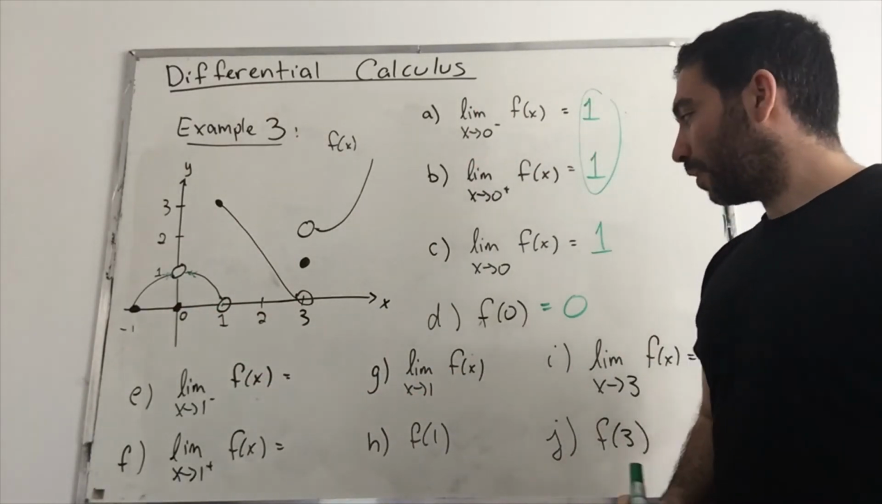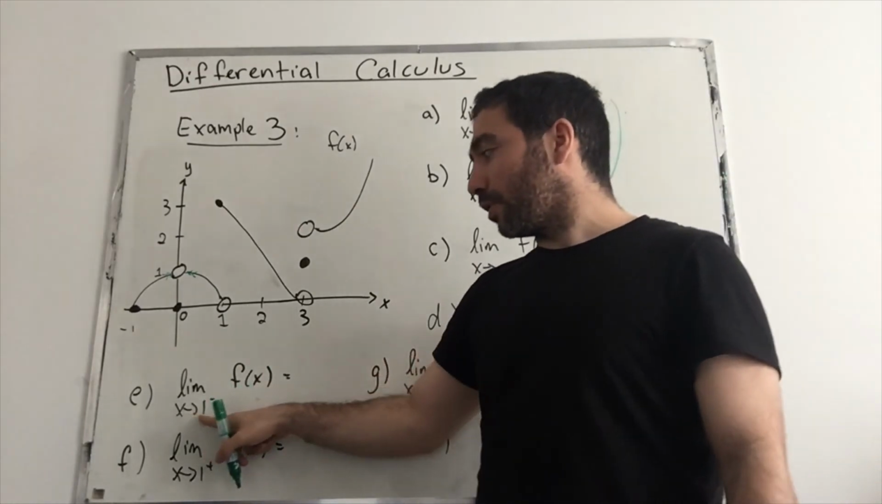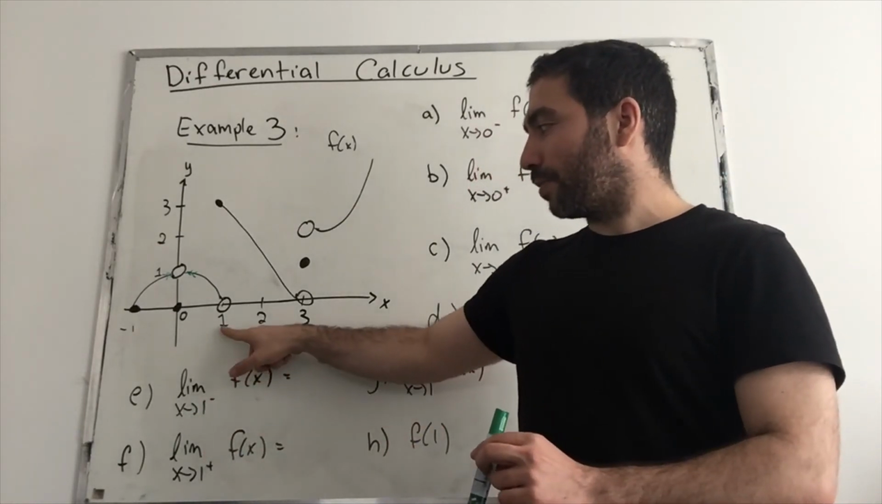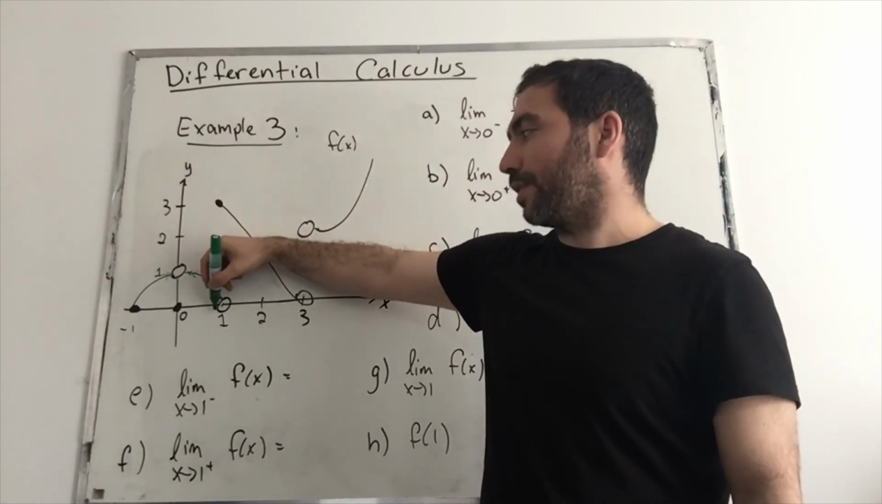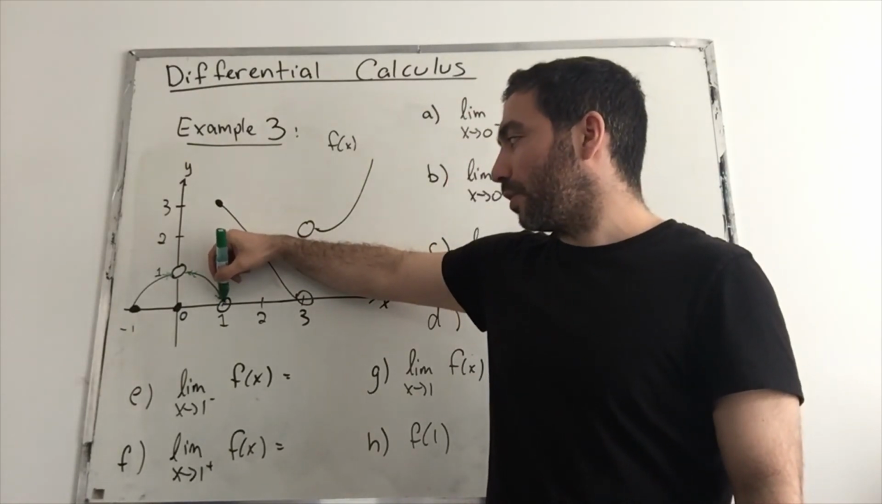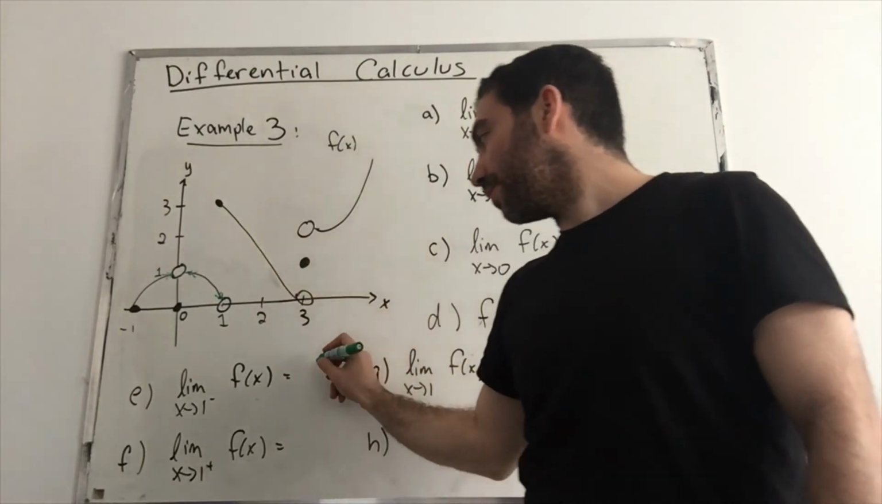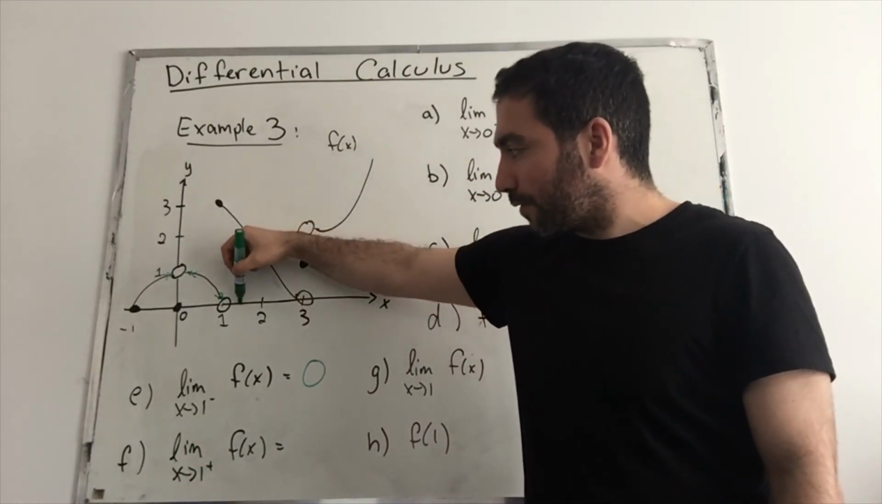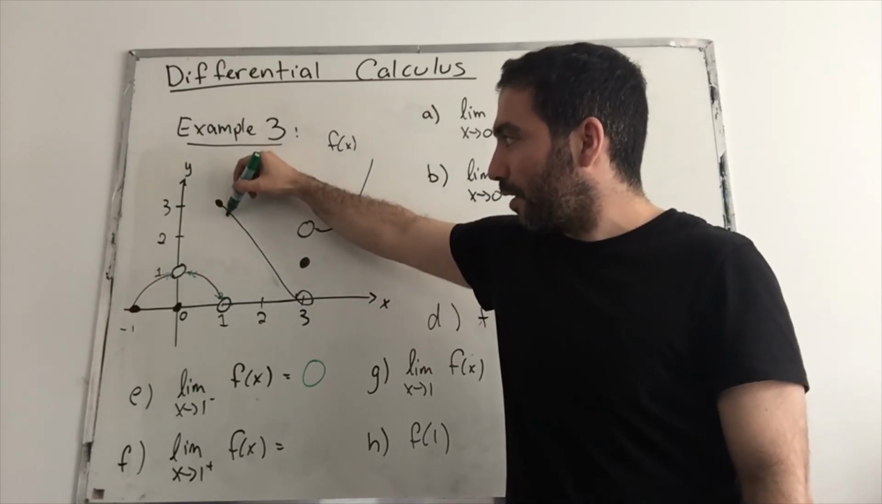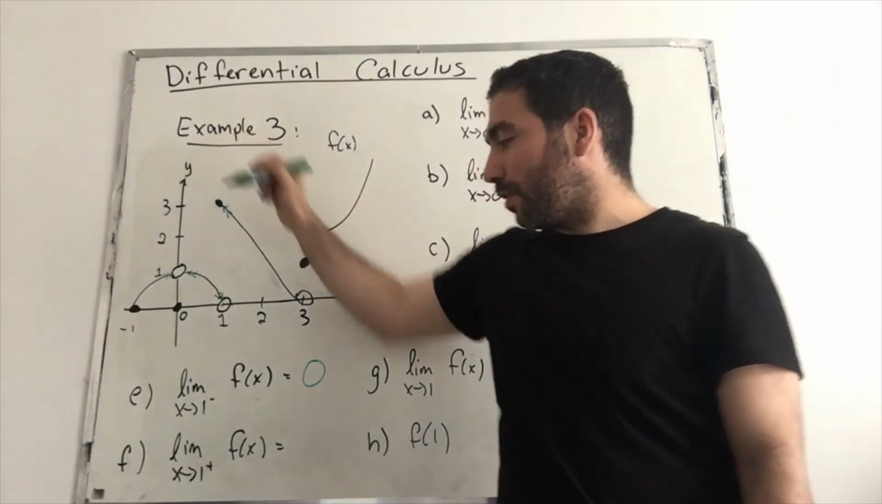Okay. E. Limit as x approaches 1 from the left side. So as we approach 1 from the left side, we're looking at a value that's smaller than 1, like 0.99. The function is going towards a y value of 0. The limit as x approaches 1 from the positive side. From the positive side of 1, we're hitting the function all the way up here. It's approaching a y value of 3.